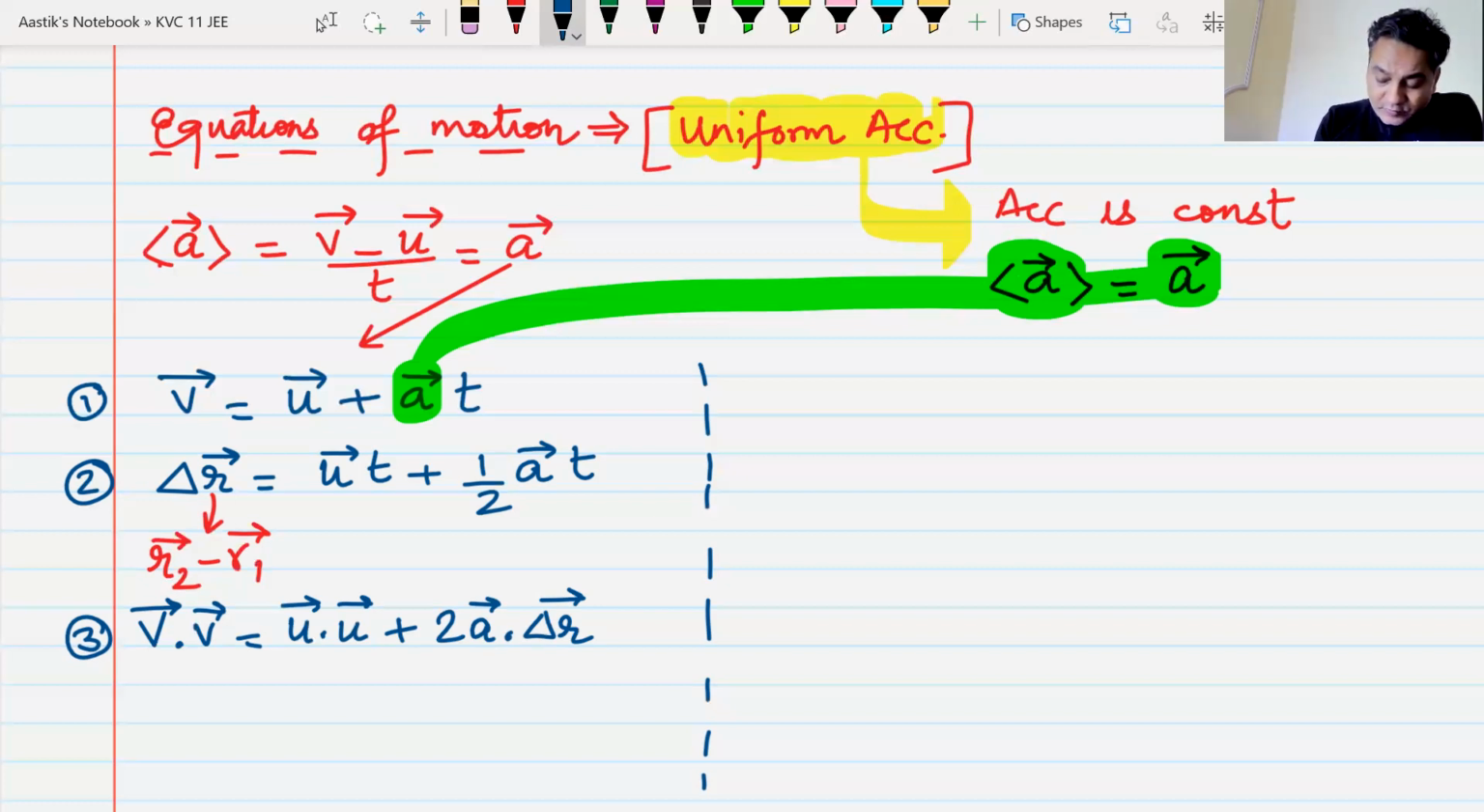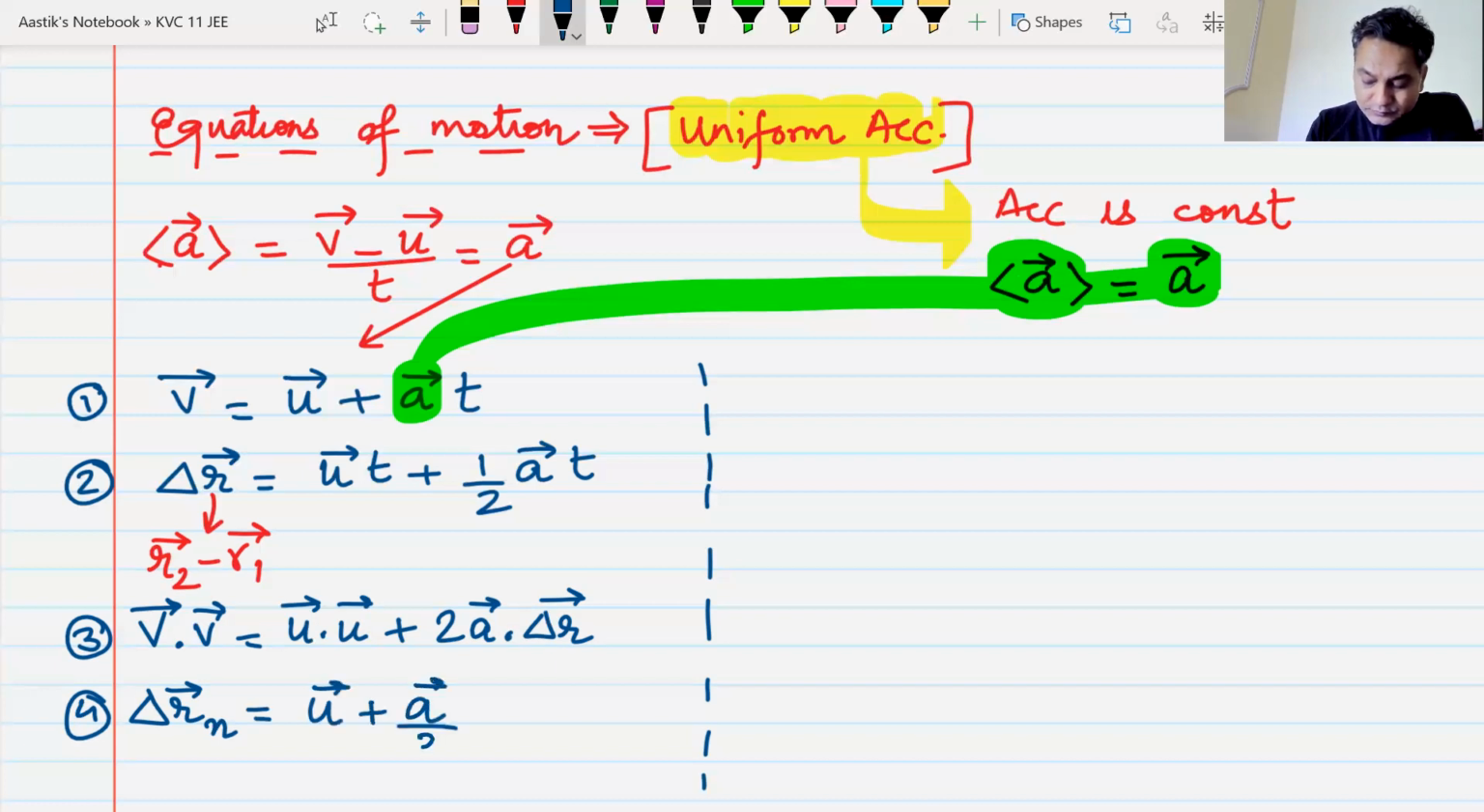Okay. The fourth equation, which I am going to tell you, is this one. Displacement in the nth second, third second, fourth second, fifth second. Displacement in the nth second is u plus a by 2 into 2n minus 1. These are the four equations. I might tell you more equations depending on where we reach, but these are the four equations.